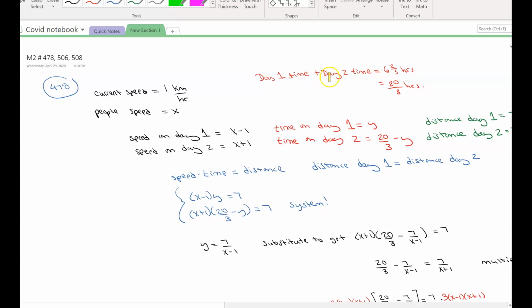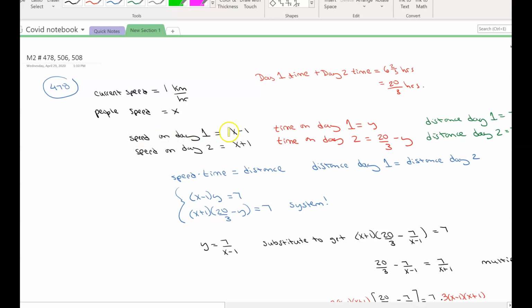Now here's what's important. The total time that they took for the whole trip, you're told, is 6 2/3 hours. I think it said 6 hours, 40 minutes. We have to convert to the right unit. If they gave you 6 hours, 40 minutes, and our problem is in terms of hours, we've got to convert to the correct hours. So 6 hours and 40 minutes is 6 2/3 hours, or 20/3 hours.